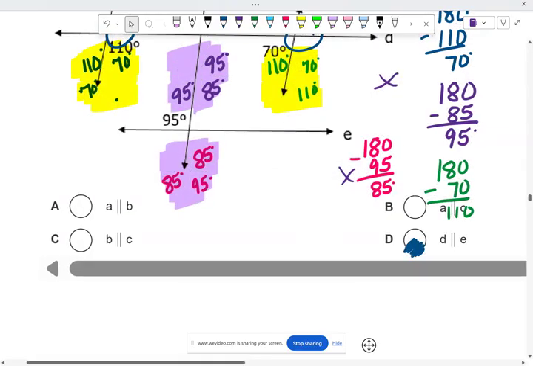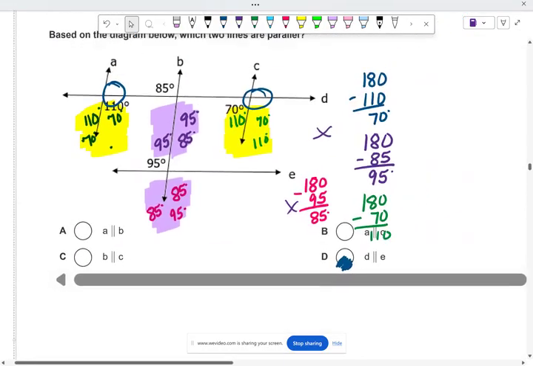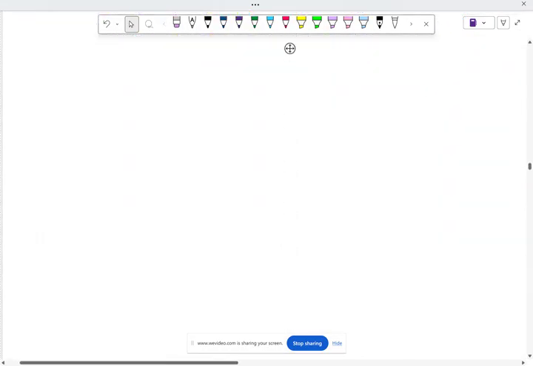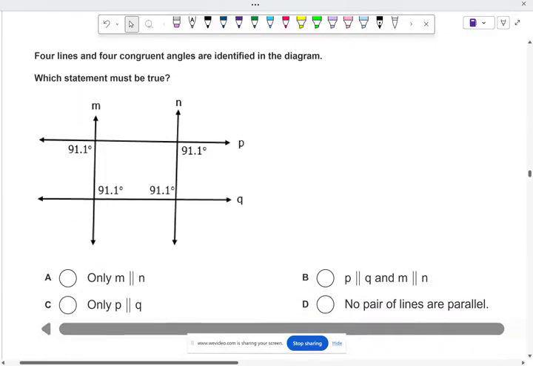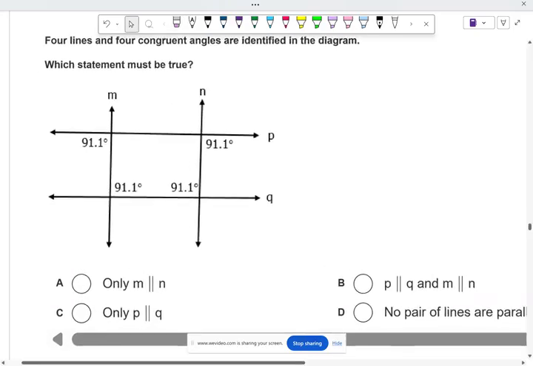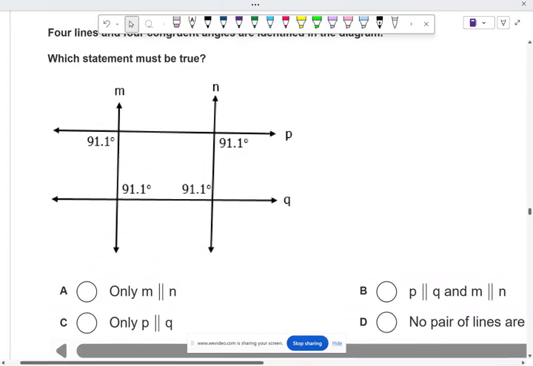Okay, there we go. I think I've got my screen too big. That's better. All right, next we have question number 11. 4 lines and 4 congruent angles are identified in the diagram. Which statement must be true? And all of these have to do with parallel lines. So we're going to do like we did in the last example, and we're going to fill in angle measurements for all the missing angles.